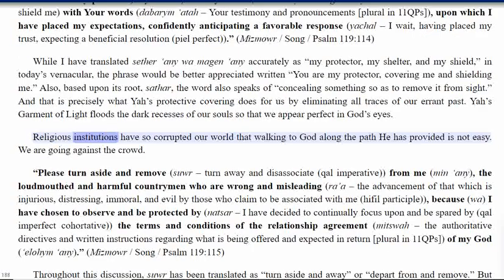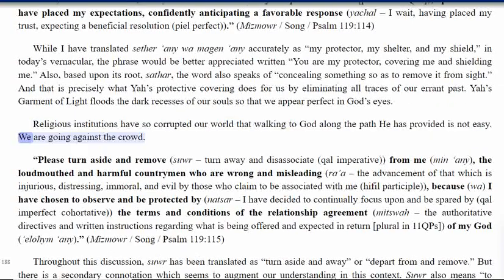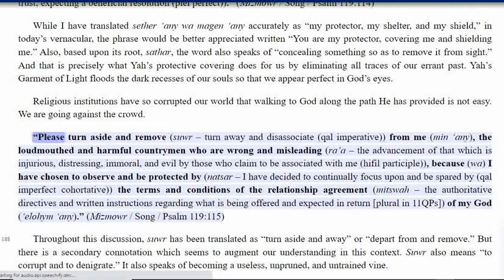Religious institutions have so corrupted our world that walking to God along the path He has provided is not easy. We are going against the crowd. Please turn aside and remove, turn away and disassociate, Kal imperative, from me, min any, the loudmouthed and harmful countrymen who are wrong and misleading, ra, the advancement of that which is injurious, distressing, immoral, and evil by those who claim to be associated with me, hyphal participle, because, wa, I have chosen to observe and be protected by, nazar, I have decided to continually focus upon and be spared by, Kal imperfect cohortative.